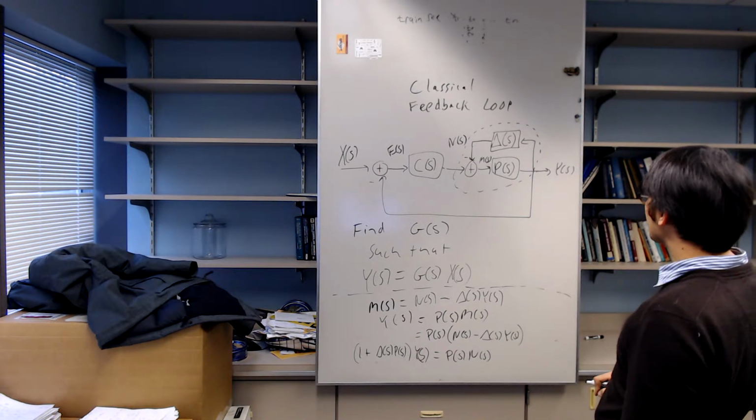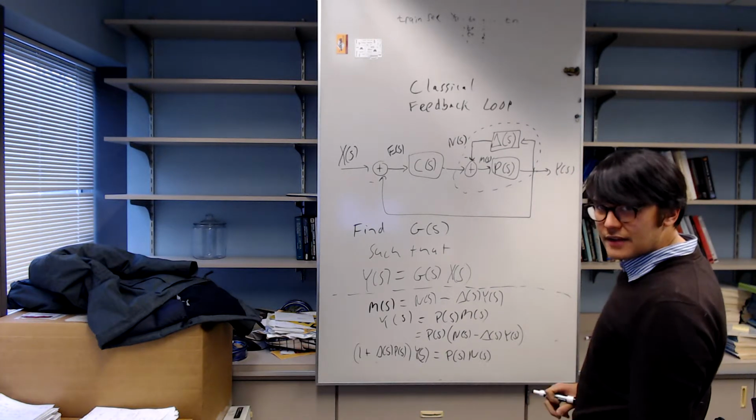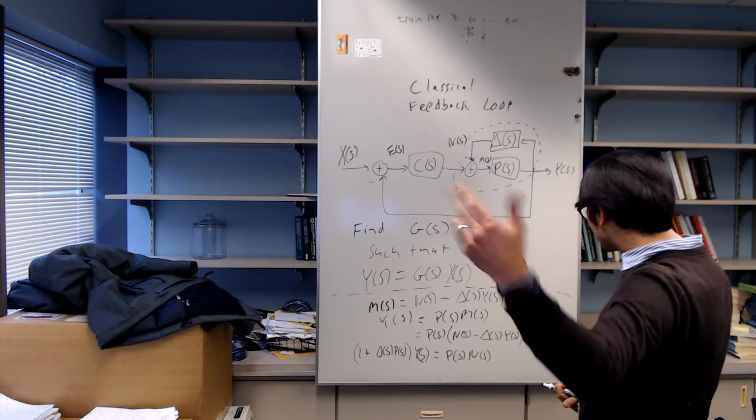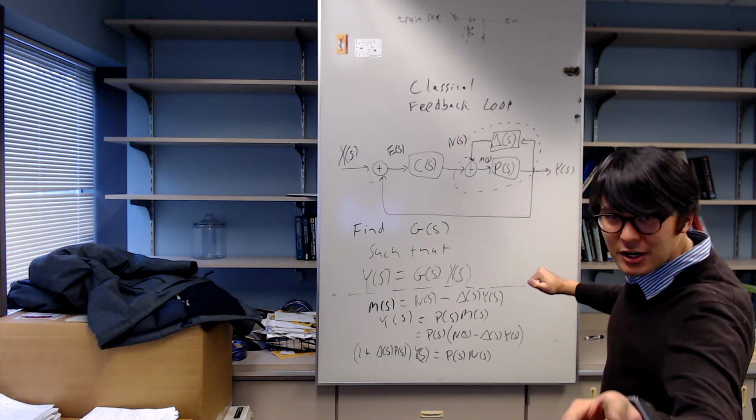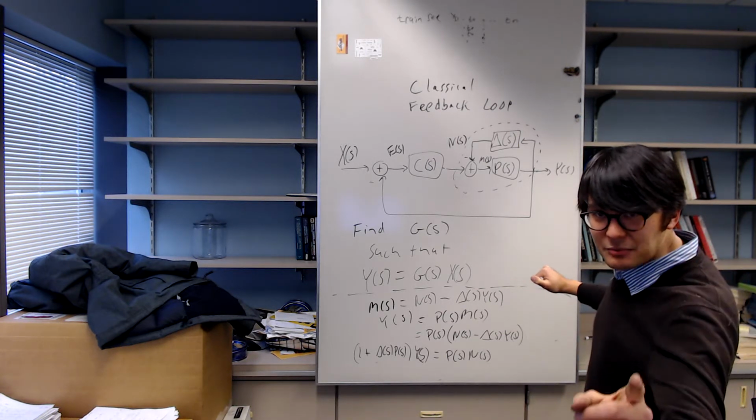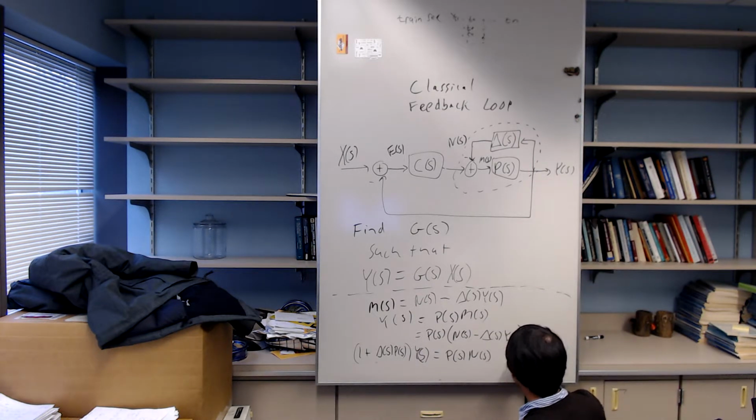I think I messed up my last calculation. I think I only found the thing for E. We're going to have to go back and fix that. But before we fix that, we'll fix that once we do this. Sorry about messing that up. Sometimes algebra is hard. So we get y of s is equal to p of s over 1 plus delta s, p of s, n of s.